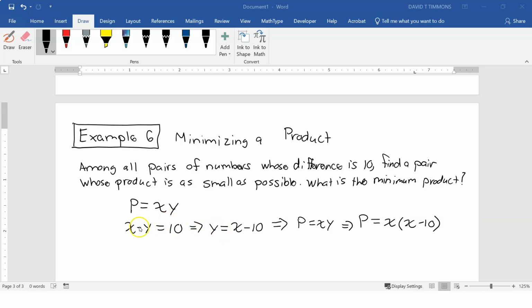Now, what we could do is use this constraint equation to solve in terms of one variable. I'll add y to each side and subtract 10 to say y equals x minus 10, because we need to put our objective function in terms of one variable. Now that I have this expression for y, I'll substitute it, and our product is x times x minus 10. That's going to be a quadratic, which I can rewrite as x squared minus 10x.